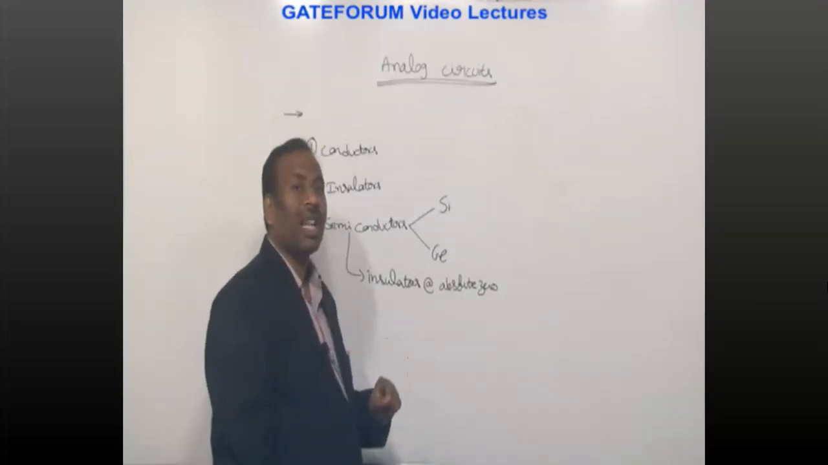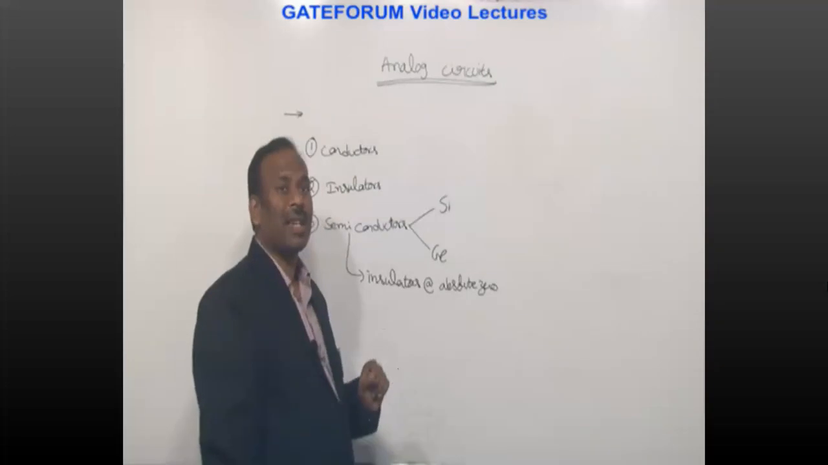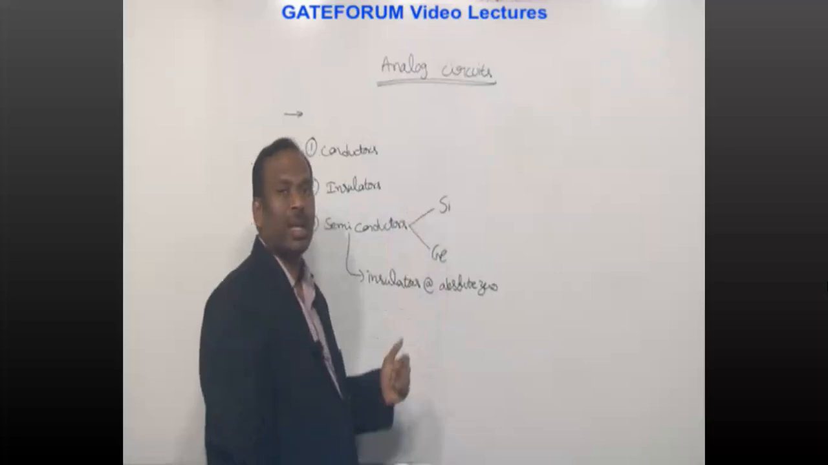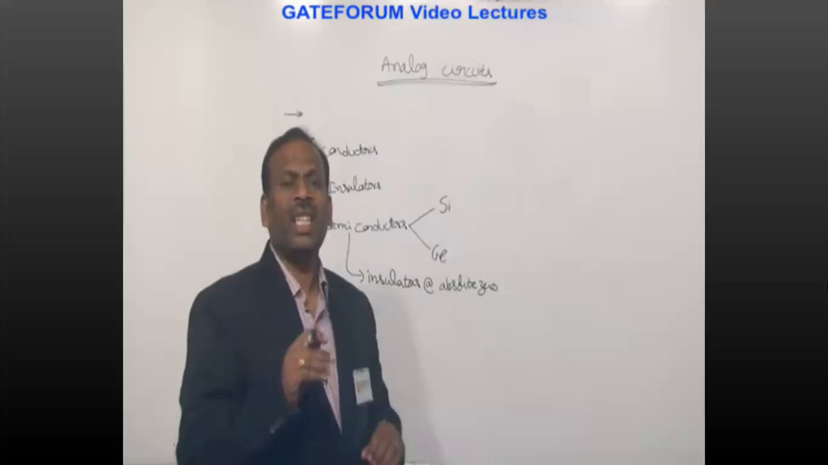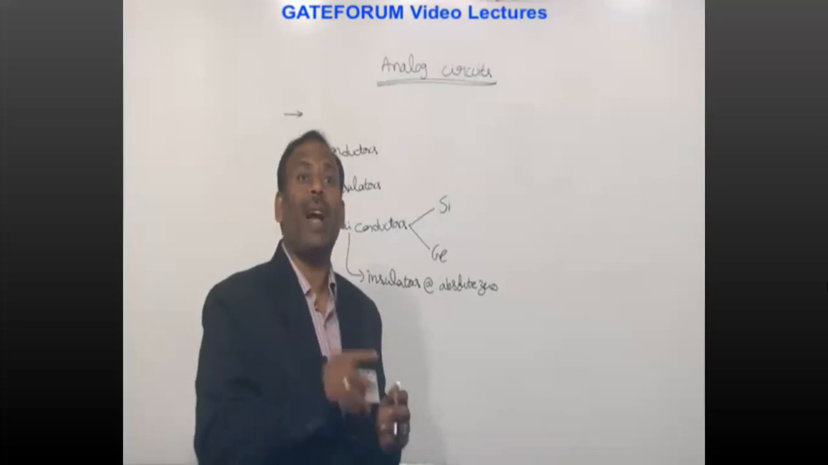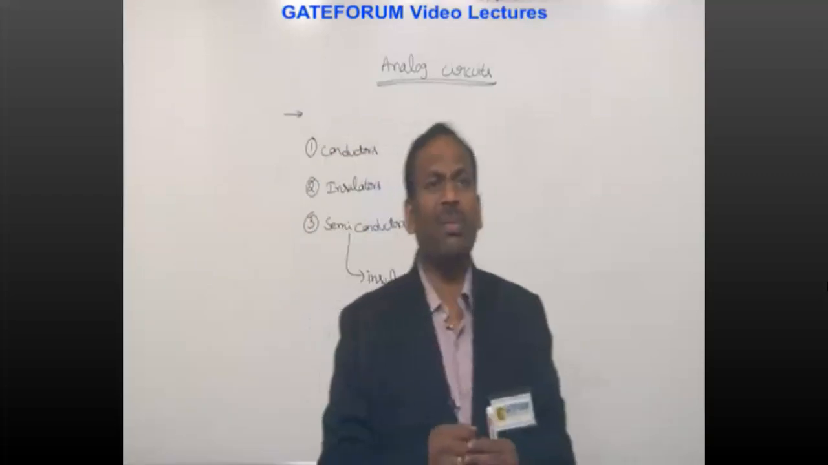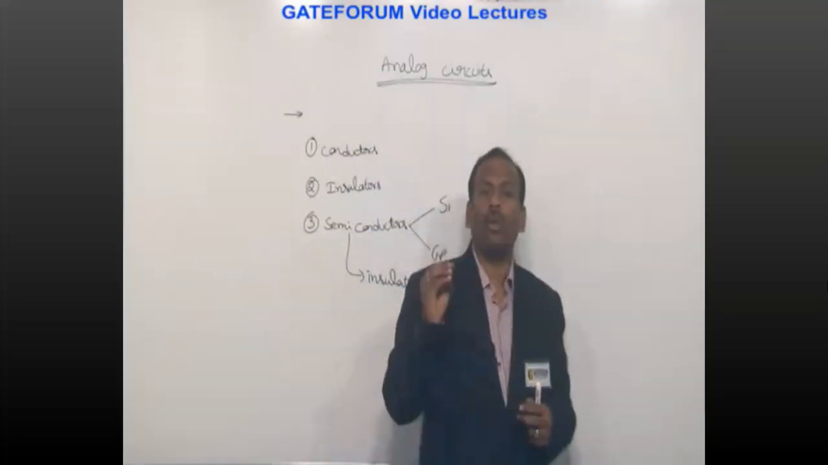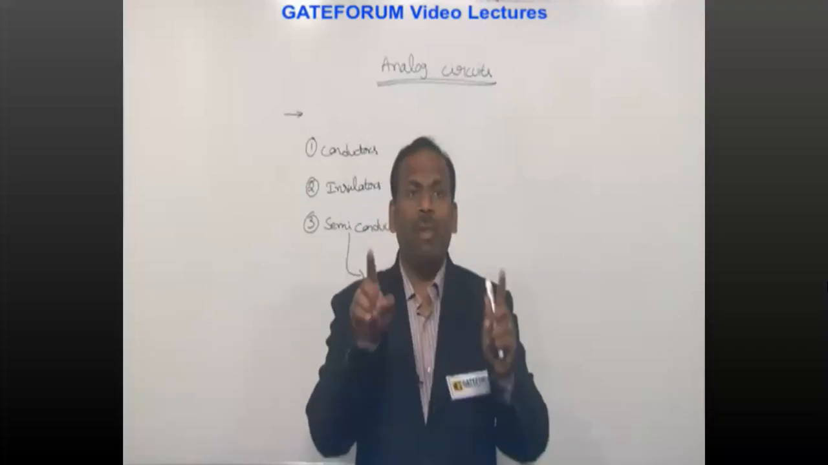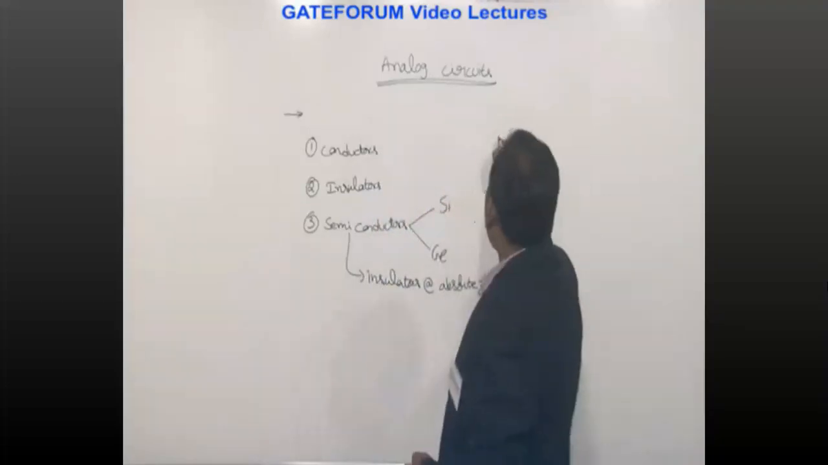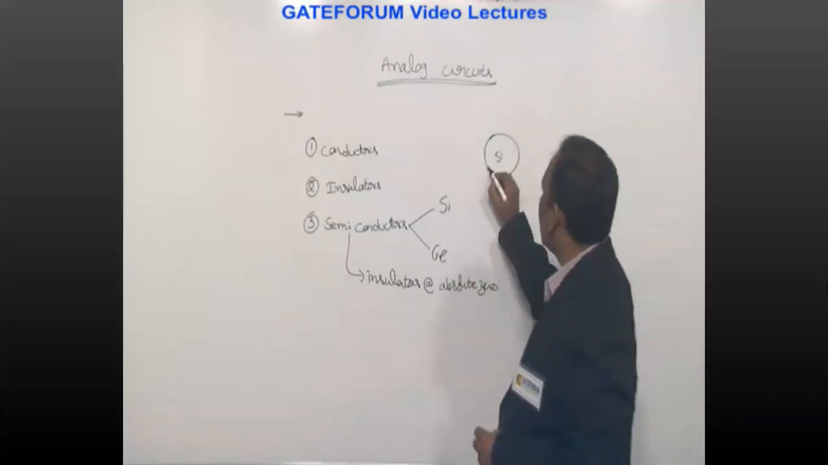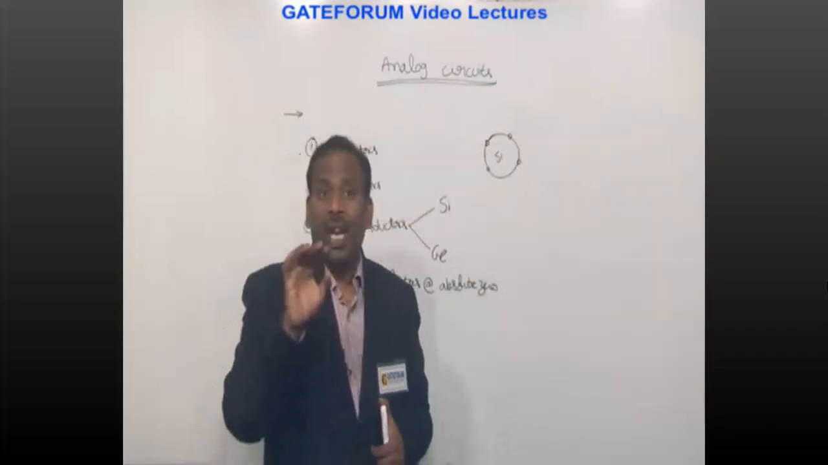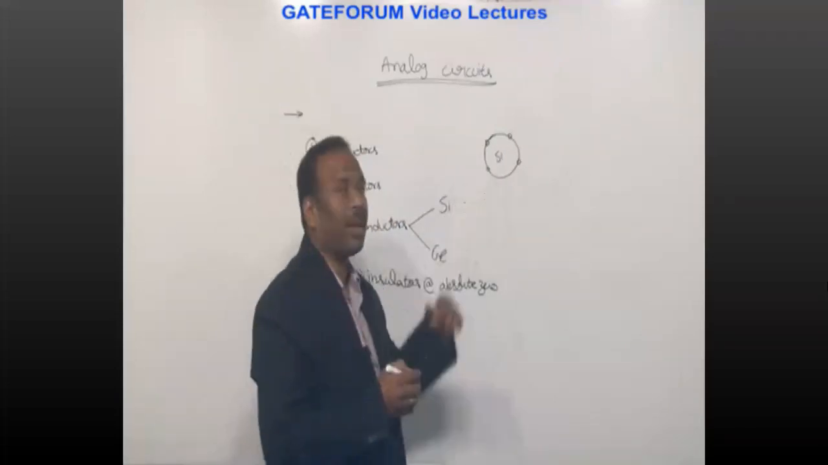For that purpose, we have to go to the crystal structure. The crystal structure of silicon or germanium, both are the same. Silicon or germanium has 4 valence electrons; they come under the fourth group elements. Fourth group element means the outer shell contains 4 valence electrons. If you take silicon, forget about the inner shells. We are considering the outer shell: this is the 1st electron, 2nd electron, 3rd electron, 4th electron. 4 valence electrons are available in silicon.